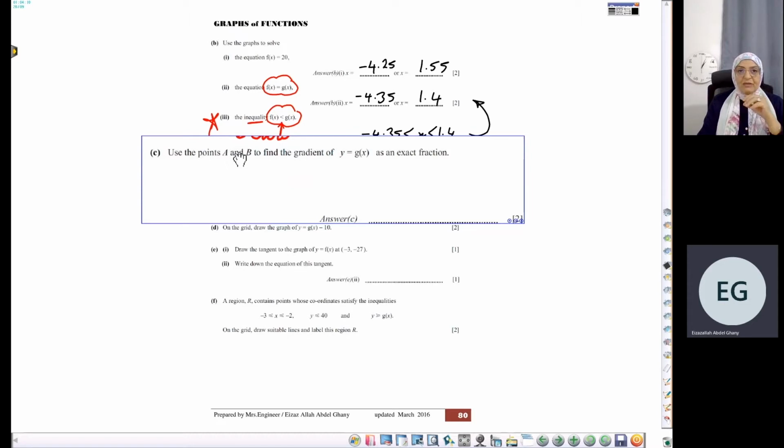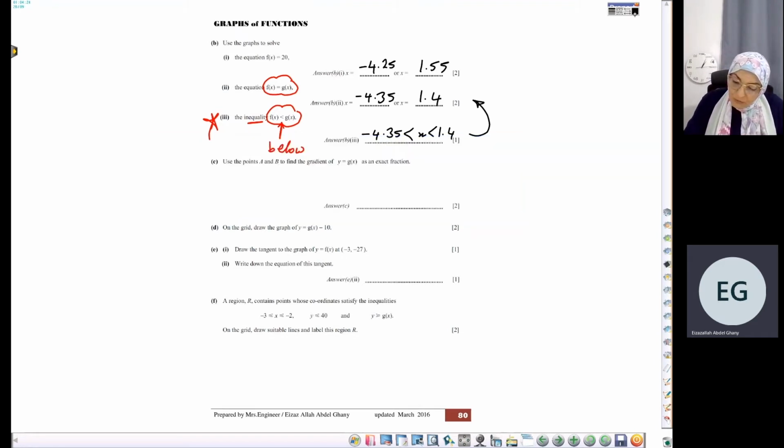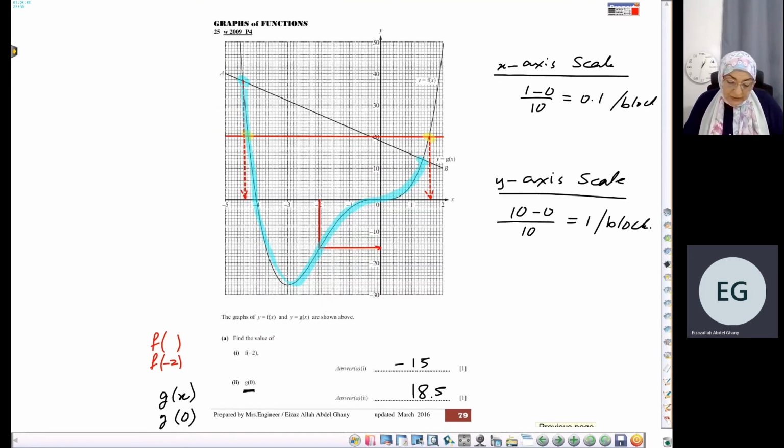Okay? He gave me a very nice clue. Use the 2 points A and B. Okay, I use them and think that the gradient is y2 minus y1 upon x2 minus x1. I prepare the song here. M equals, the gradient is m, y2 minus y1 upon x2 minus x1. Let's see points A and B. Point A is very clear. It is -5 and 40. -5 on the x-axis and 40 on the y-axis. What about point B? It's also clear. It is 2 and 10.